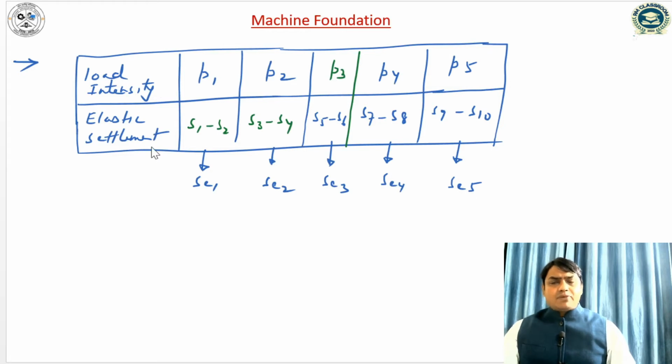Once we have computed the elastic settlement and load intensity, a graph is plotted between the load intensity and the elastic settlement, and the slope of load intensity versus elastic settlement will give the coefficient of elastic uniform shear.